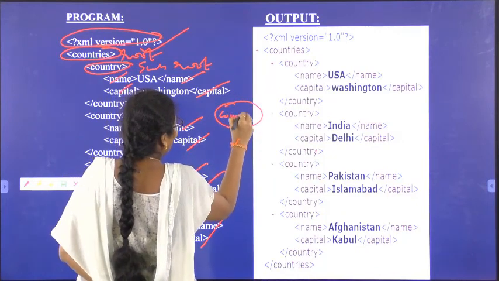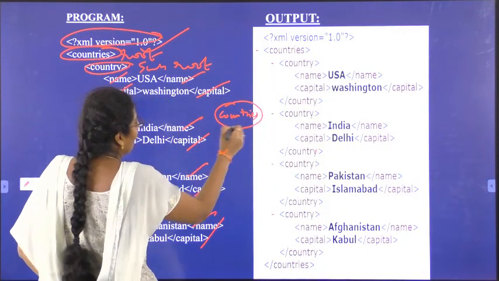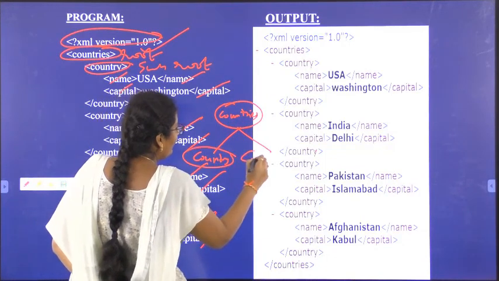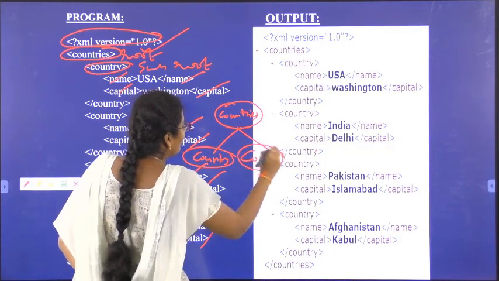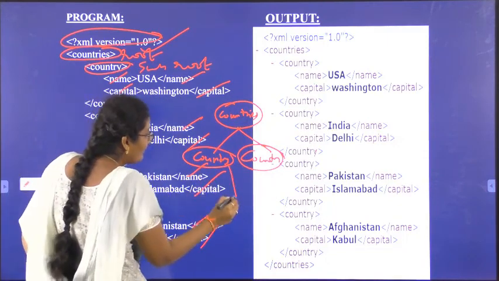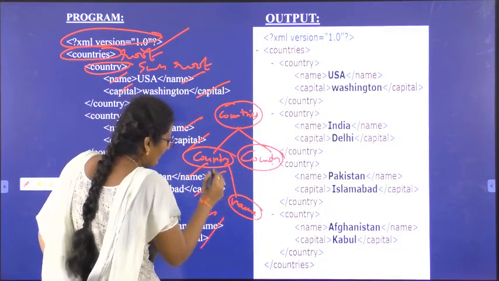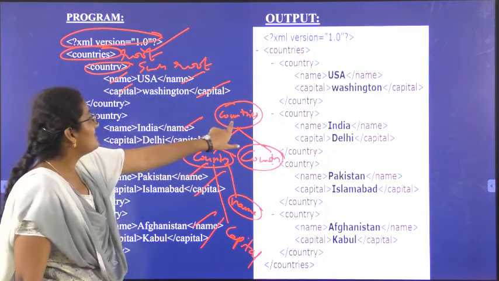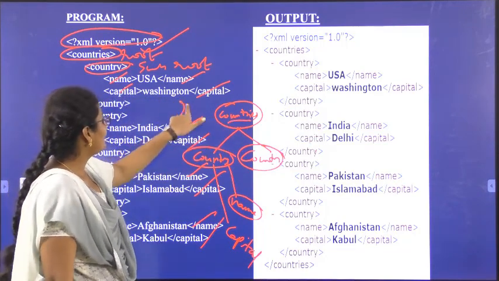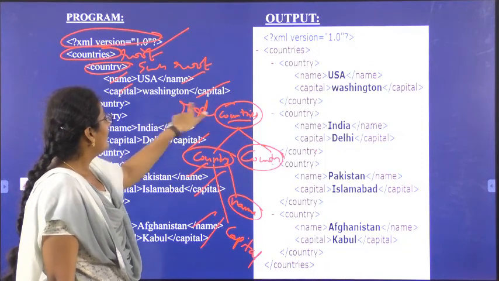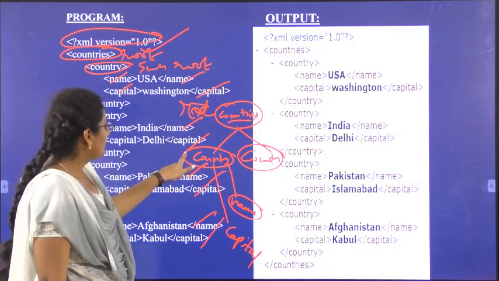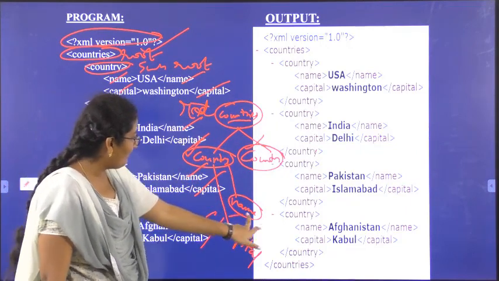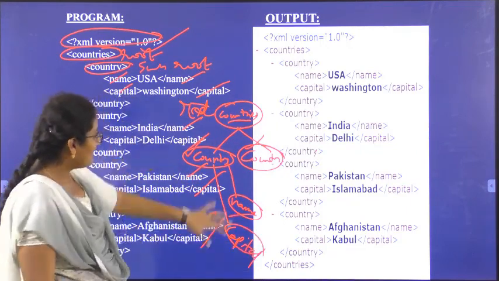If you generate a diagram for this, how will it be? You are talking about countries, so that is the root element. In countries you have subroots like country and country. For this country, what attributes do you have? Name, capital. This is how the logic will be. Countries is the root element, so this country and country are child subroots. For that, what attributes do we have? Name and capital. This is the logic.